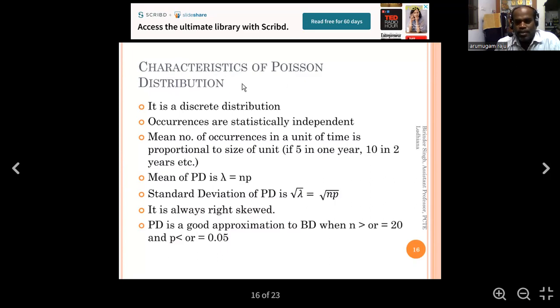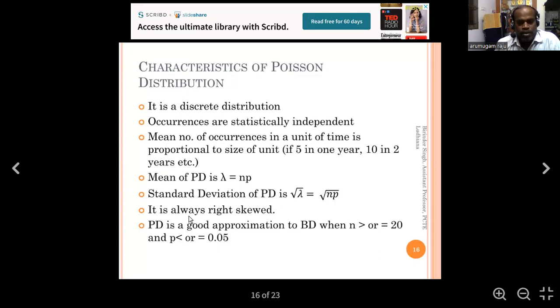So we have some characteristics of a Poisson distribution. The first one is it is a discrete distribution. The next one is occurrences are statistically independent. The next one is mean number of occurrences in a unit of time is proportional to the size of units. Mean of the Poisson distribution is lambda, it is equal to NP. Then variance of the Poisson distribution is also lambda. Then the standard deviation of the Poisson distribution is square root of lambda. It is equal to square root of NP.